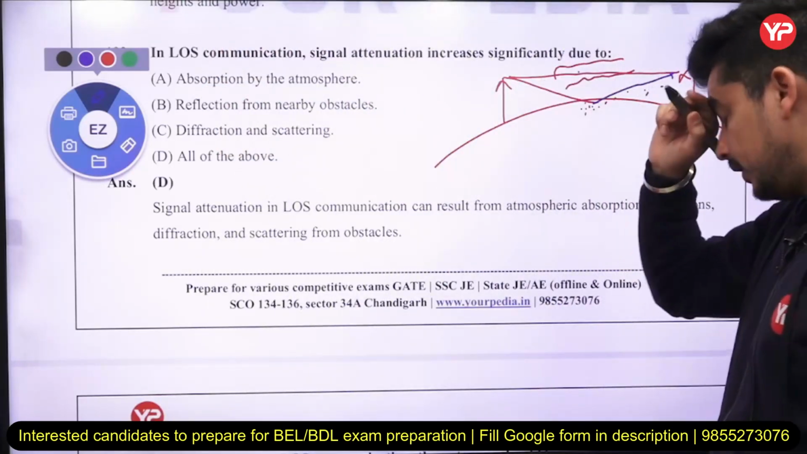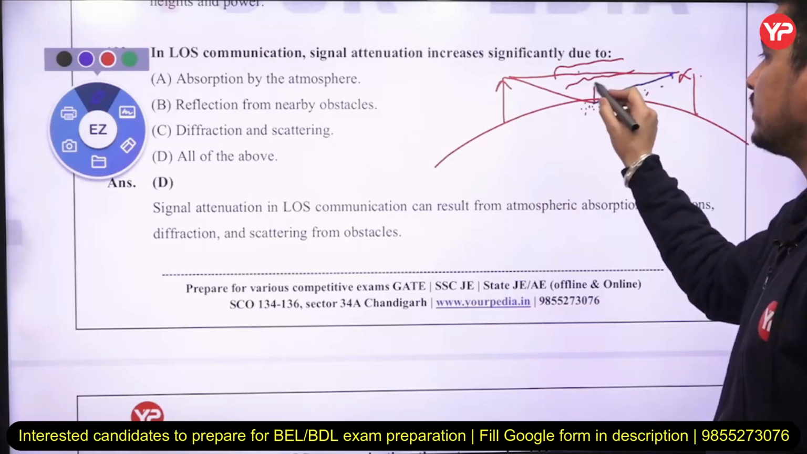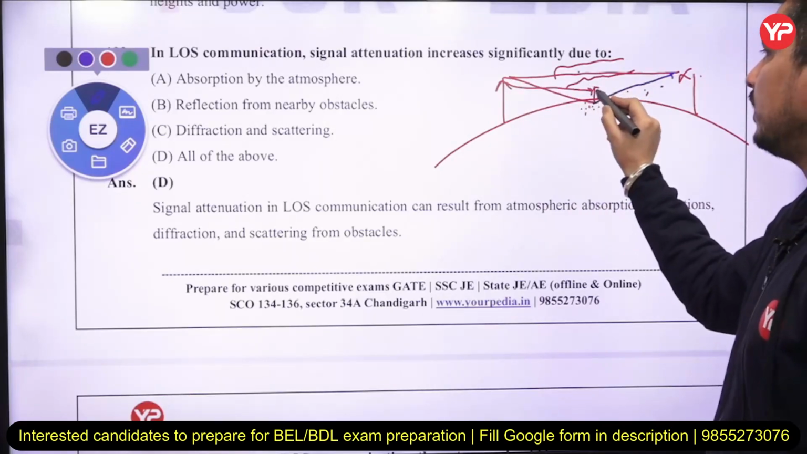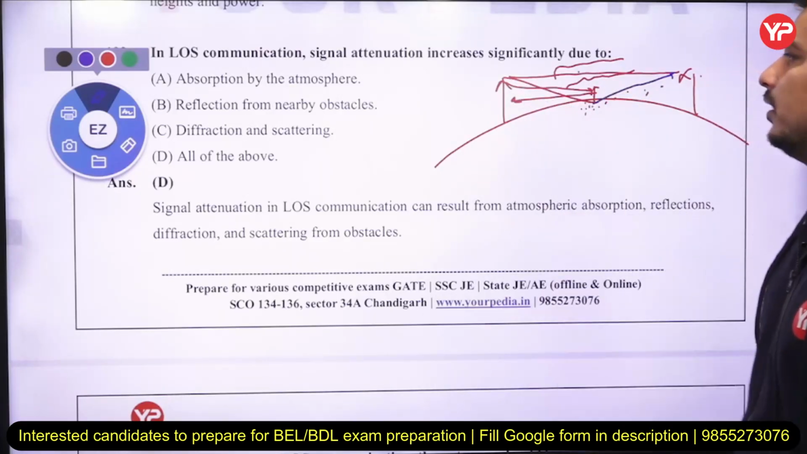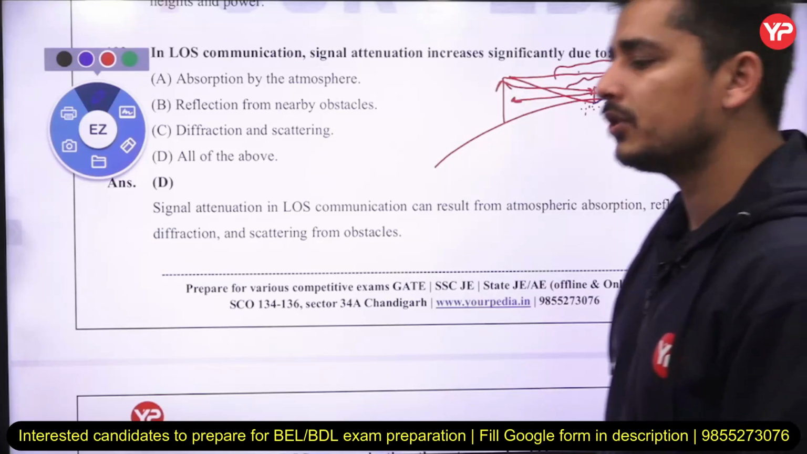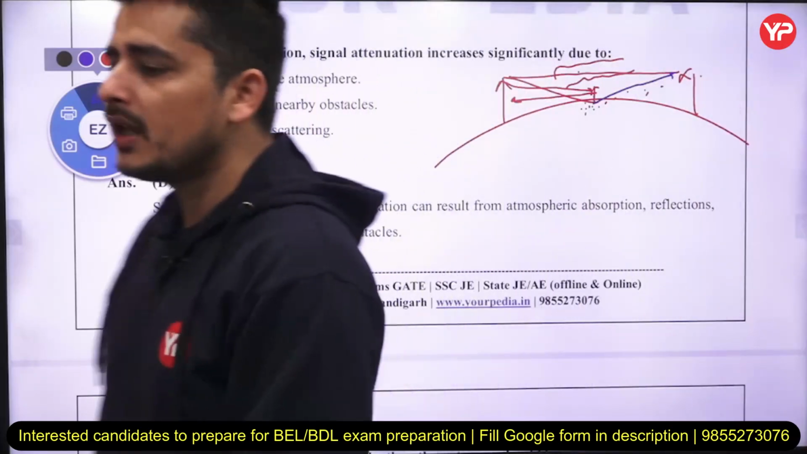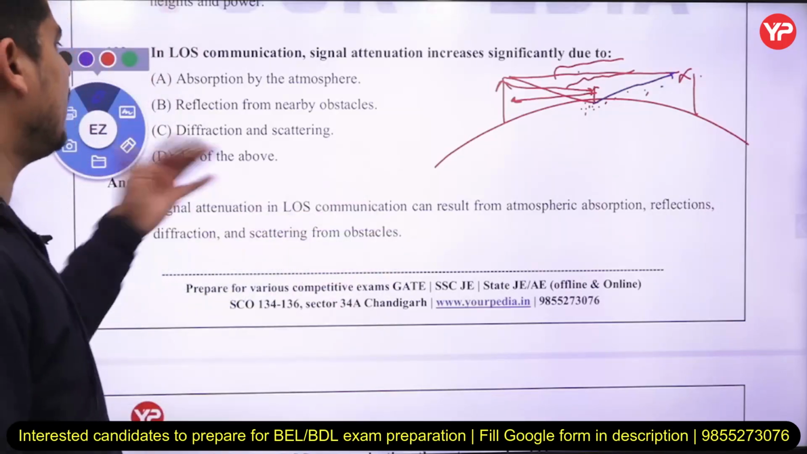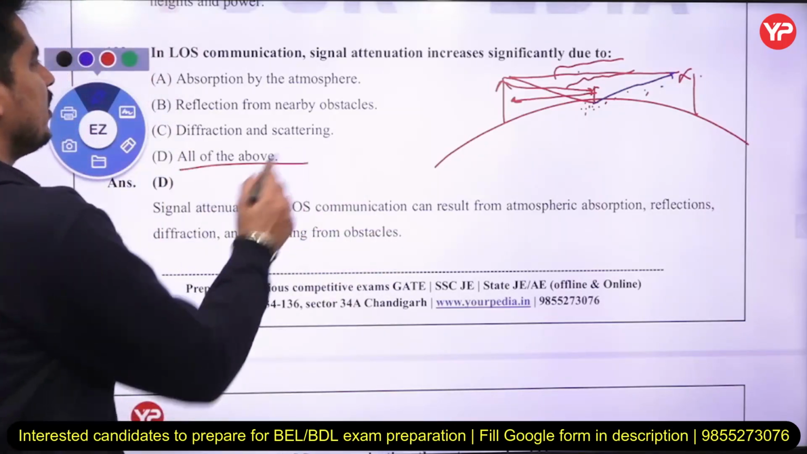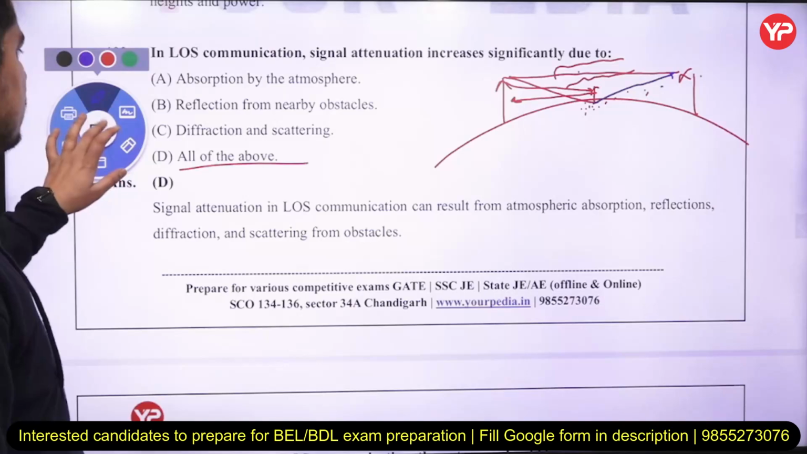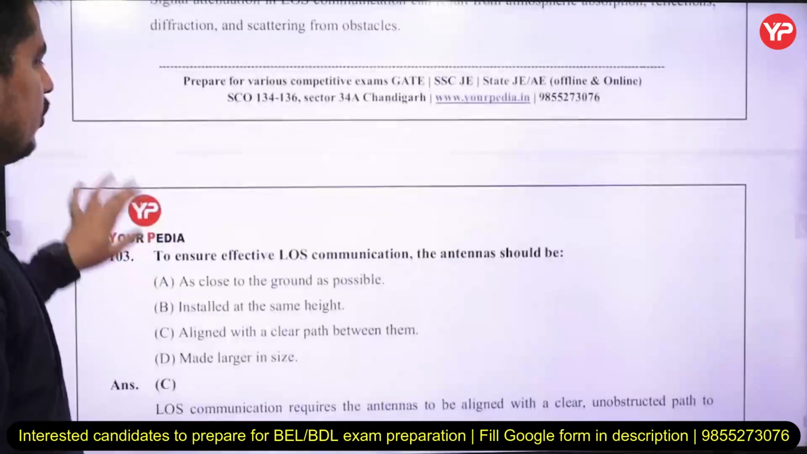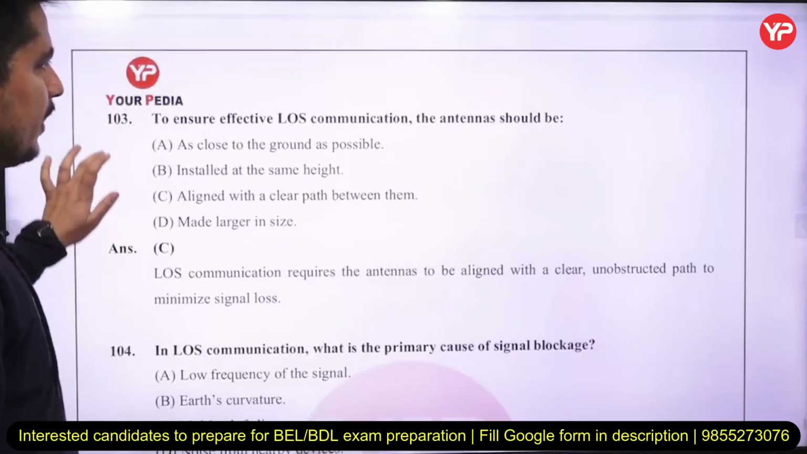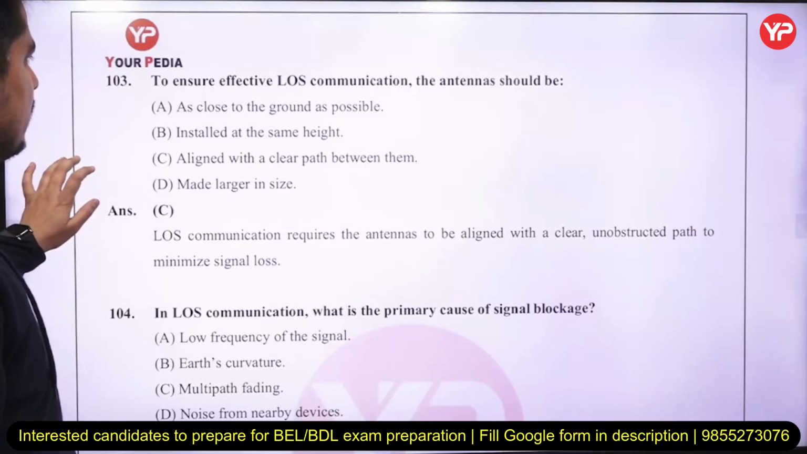that is called diffraction and scattering. And another thing, let us take that you have an obstacle here, so you are sending a signal, and that obstacle will reflect back that signal. So reflection from the obstacle is also a point, and reflection from the earth is also a main thing, which is called scattering and diffraction. All of these terms will attenuate the signal strength of your line of sight communication.